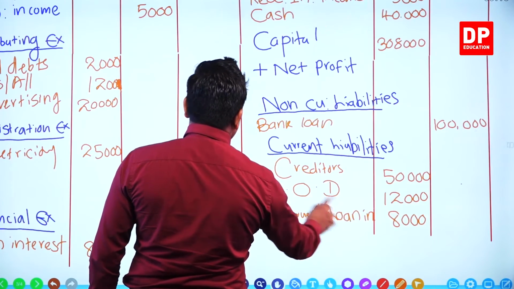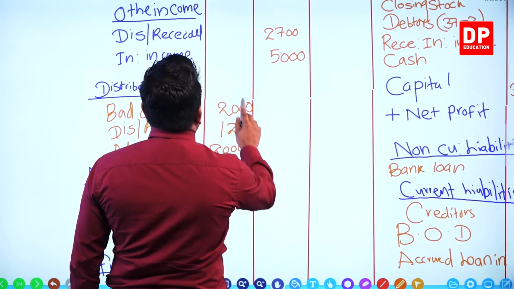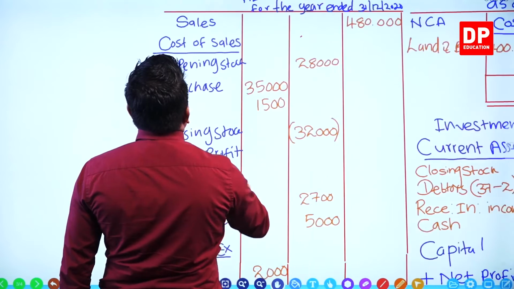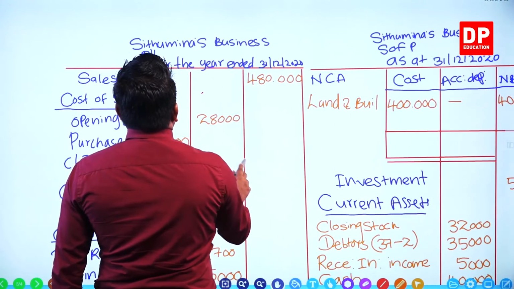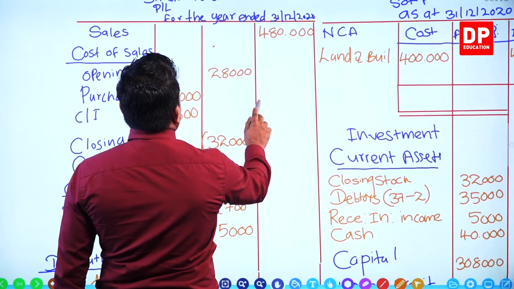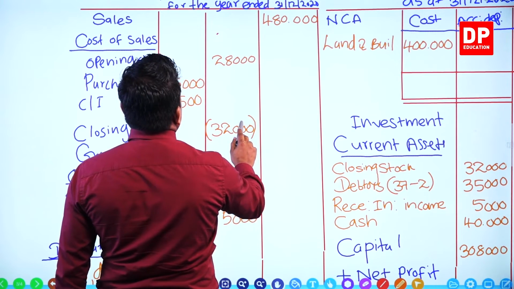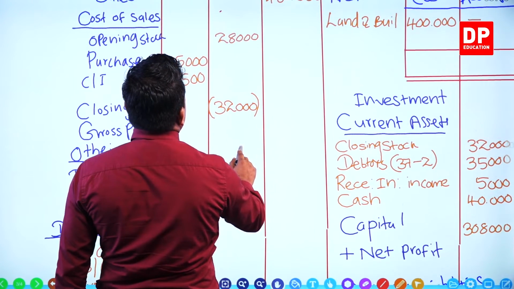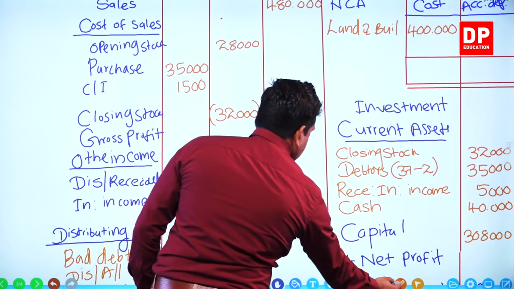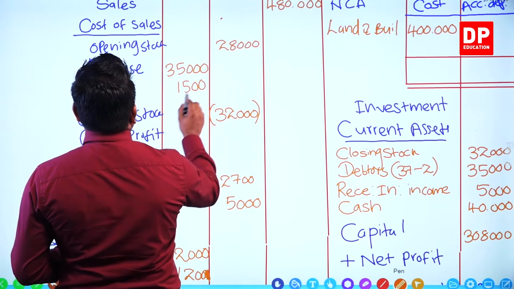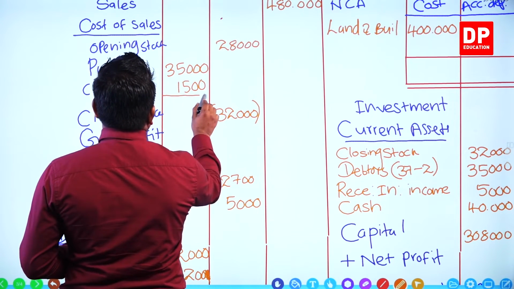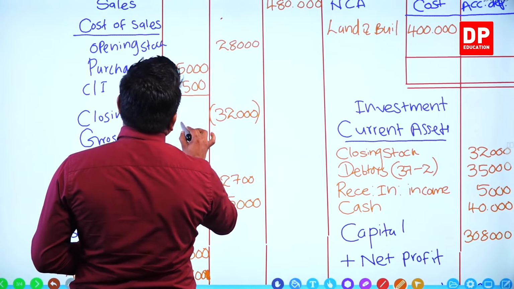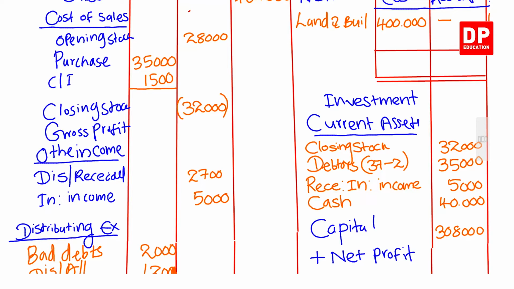Now we move to the first where? To the profit and loss statement, right? See here, 80,000. Now opening stock is there, right? Then here, how much? 36,500. Right?